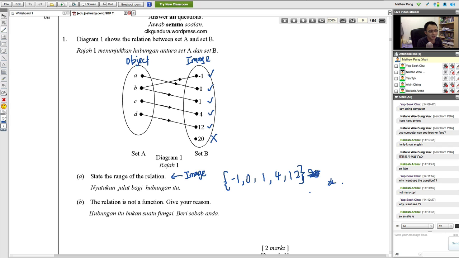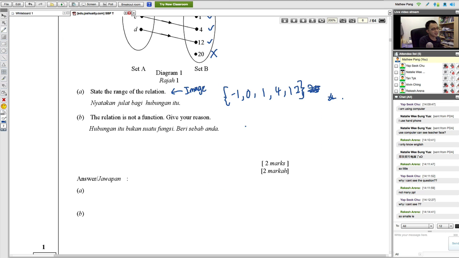And then the question says the relation is not a function, and asks you to give your reason why. In order to answer this, of course you have to understand what a function is first. A function must obey two rules. First, it can have a one-to-one relation. Or it can accept a many-to-one relation. Only these two types we call a function.